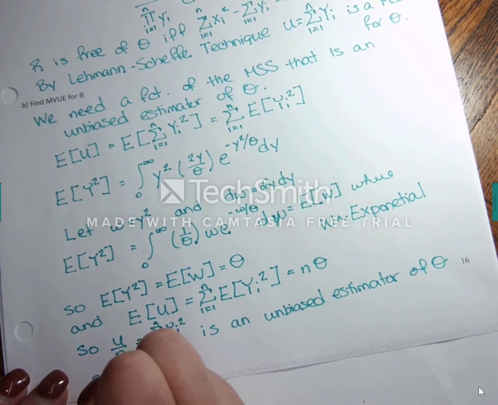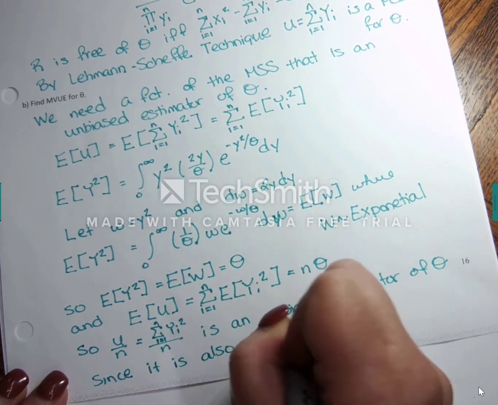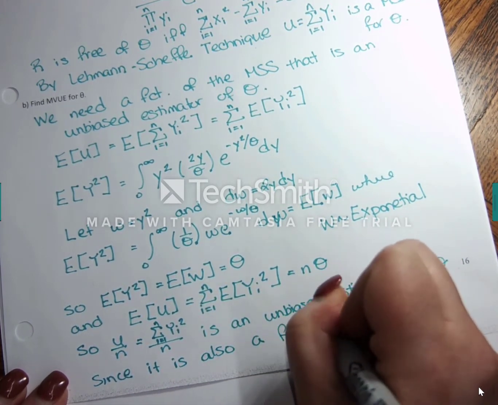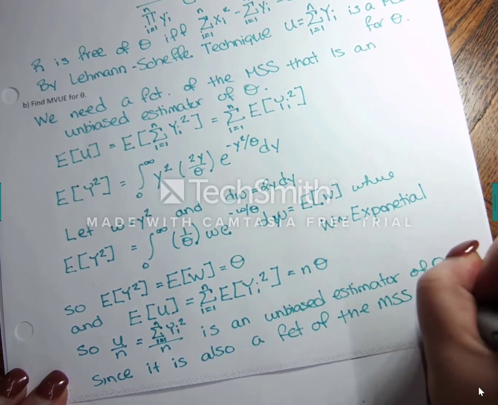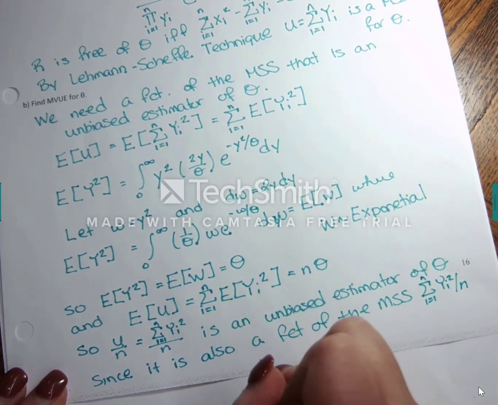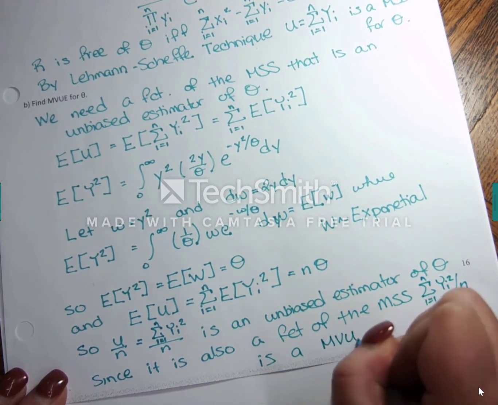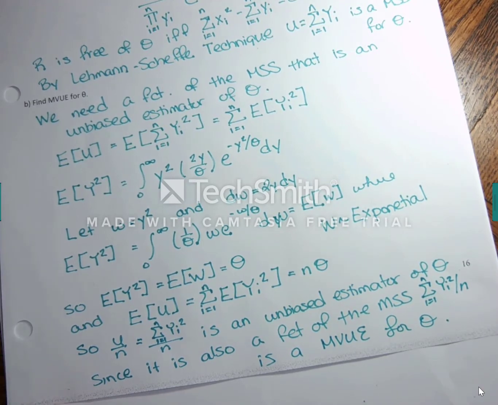And then since it is also a function of the MSS, the sum i equals 1 to n yi squared divided by n is a MVUE for theta. Let's have another example.